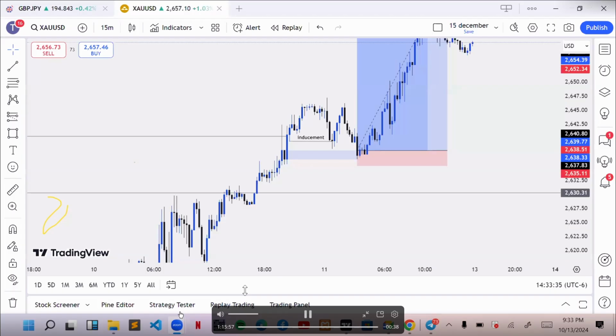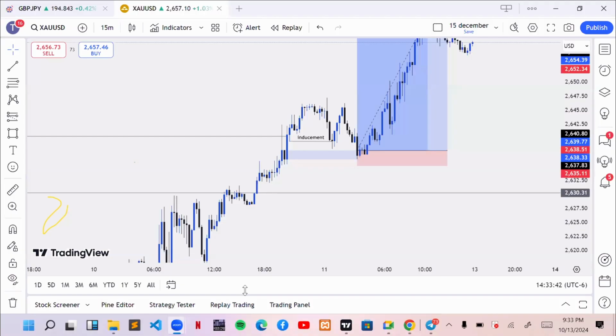So the breaker block will still be taught. For now, anything you want to do, just practice on a demo account, except you have excess funds to be risking on your trade, which is fine by me. That was how I learned. I was risking my own personal money.